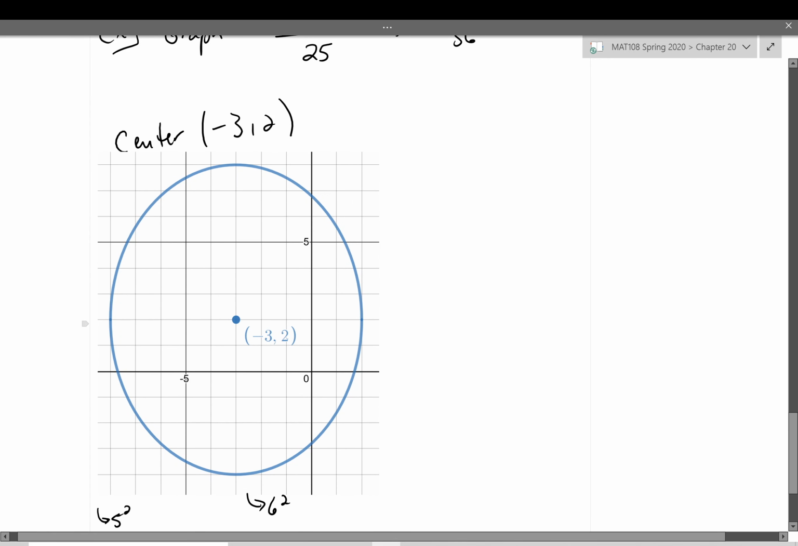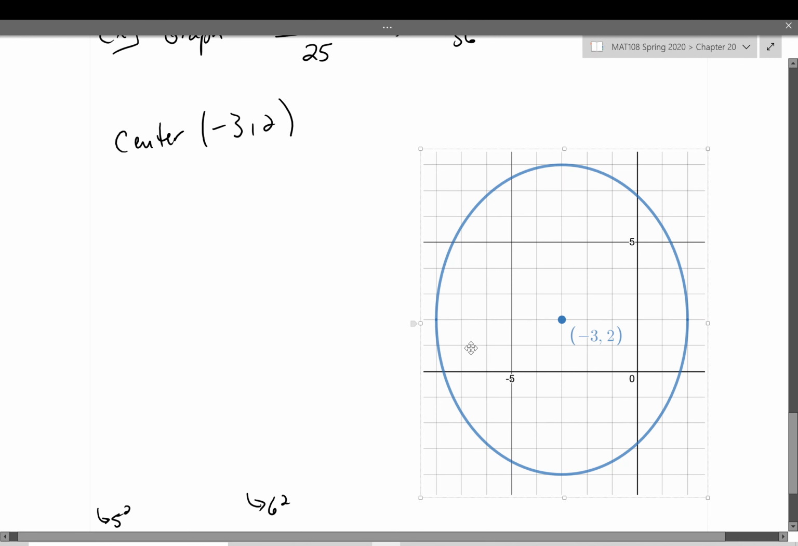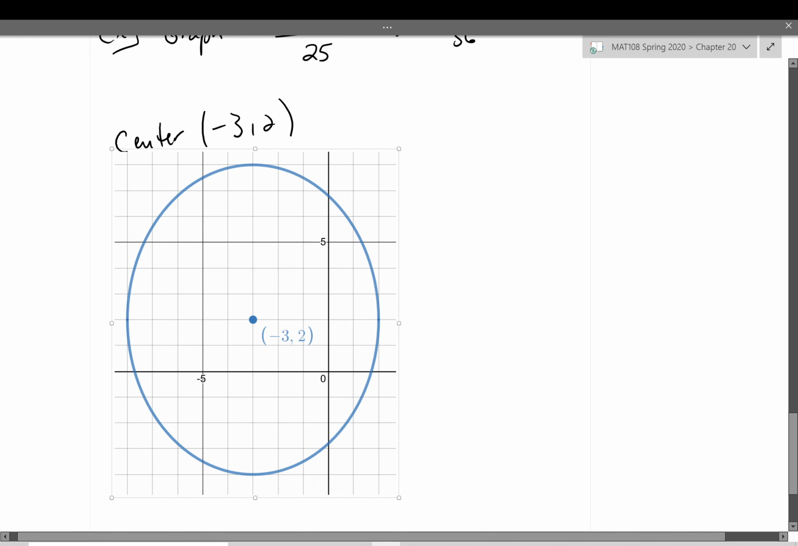Oh, why did it do that? Let's move you over here. I don't know why I did that. That was weird. Let's just get rid of this. All right, so here we can see that we have our ellipse, okay? All right, we'll just leave it there, whatever.